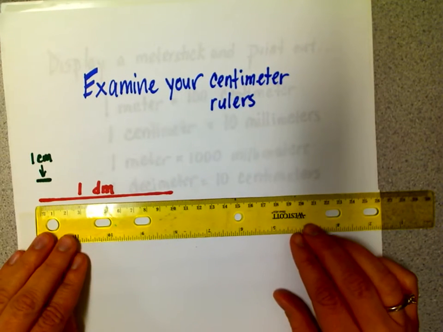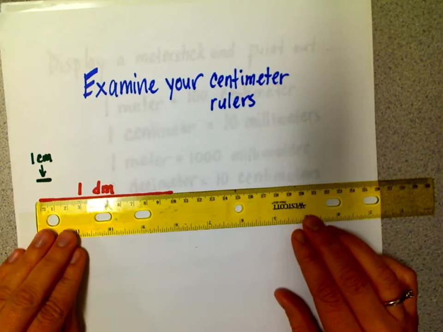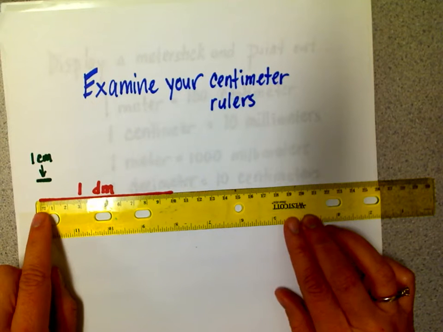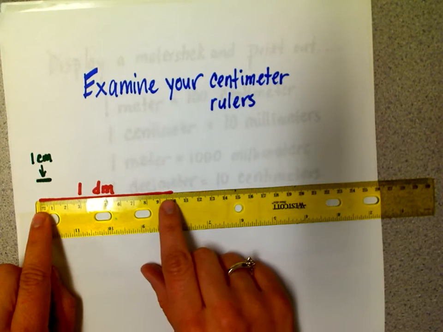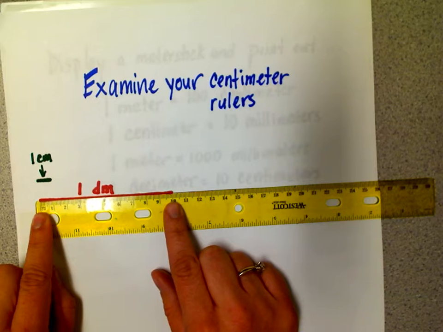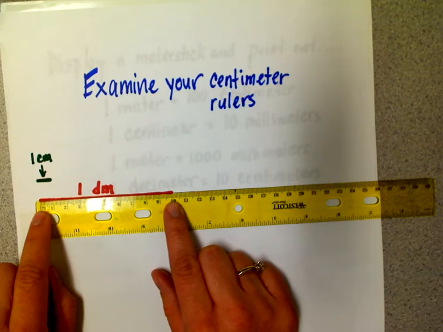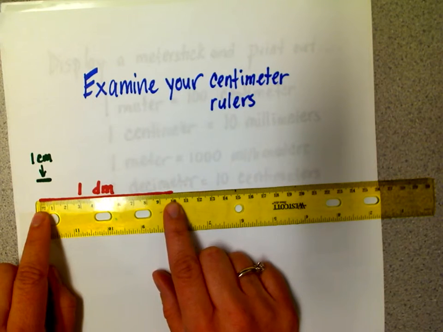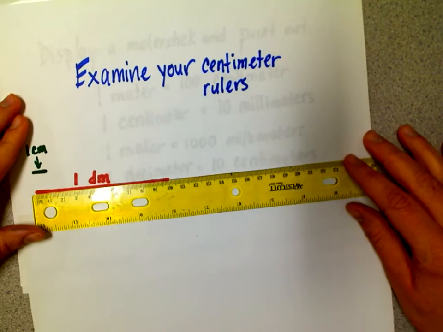If I measure to 10 centimeters, again, starting at the very first long line, all the way up to the number 10, that would be 1 decimeter. A decimeter is 10 centimeters. We're going to talk a little bit more about that later.